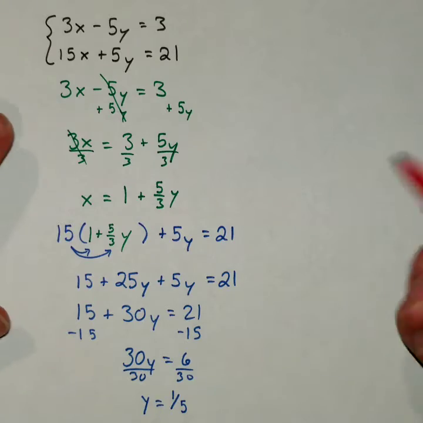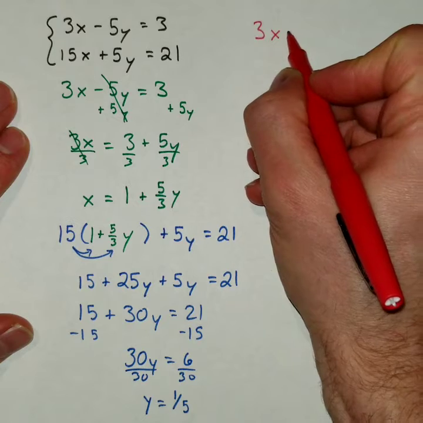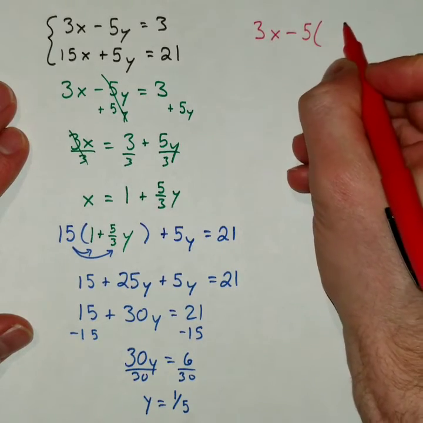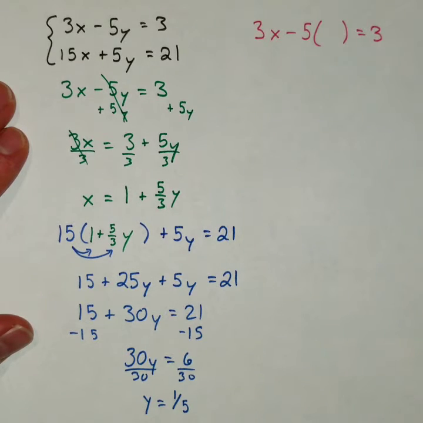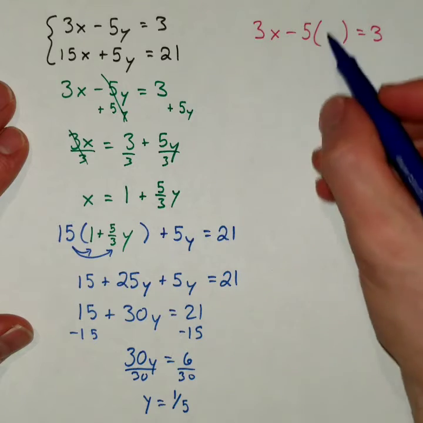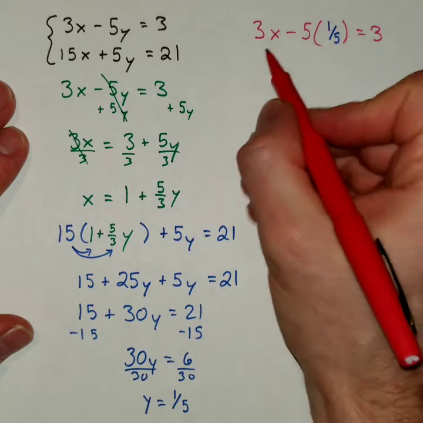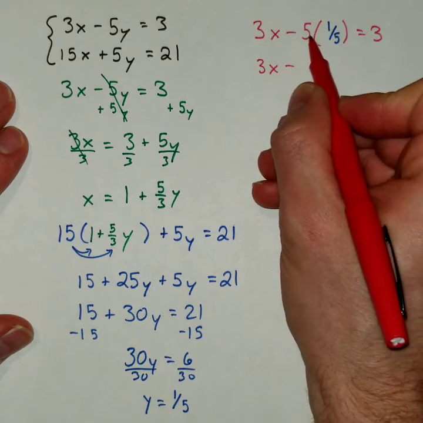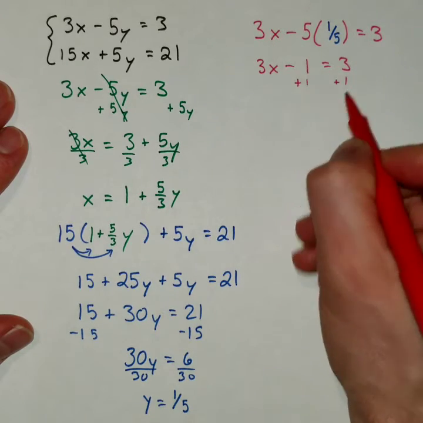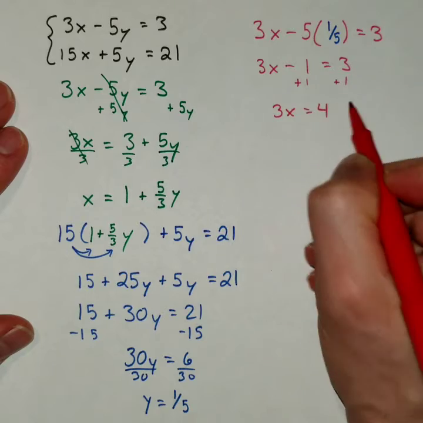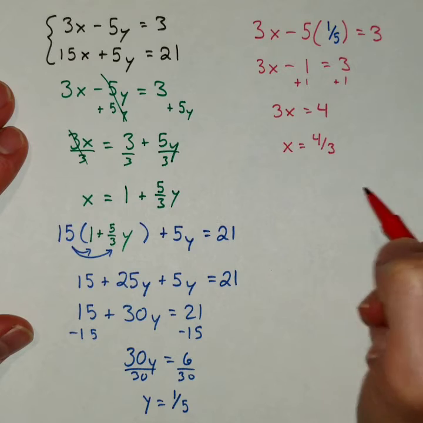Okay, so we're going to go with 3x minus 5 times my new answer equals 3. This 1/5 goes in for the y value. And then when we simplify this, 5 times 1/5 is 1. You're going to add the 1 to both sides. 3x equals 4. And divide out the 3, you get x equals 4/3.